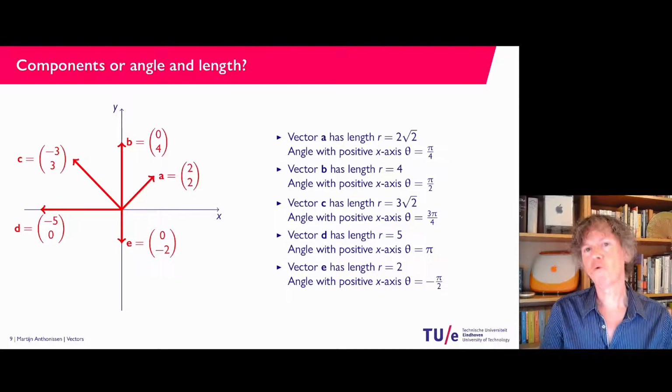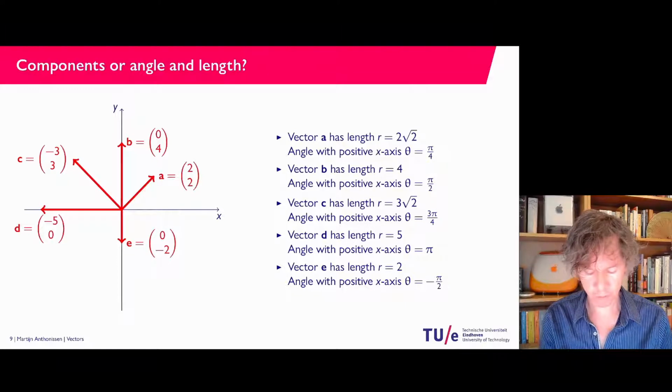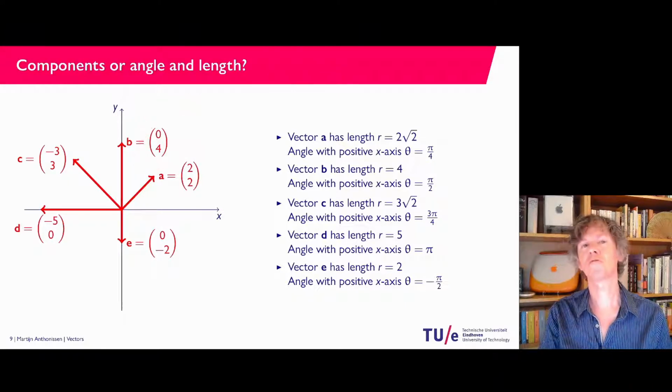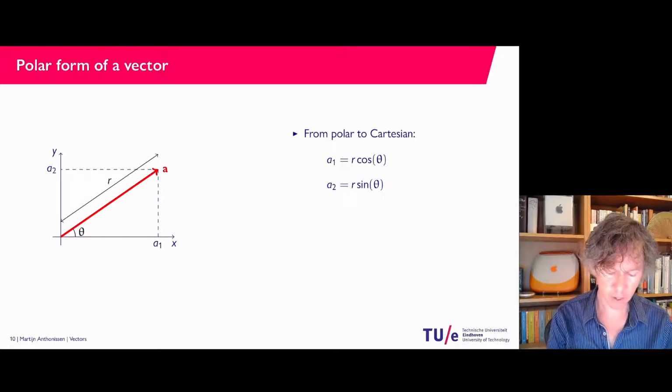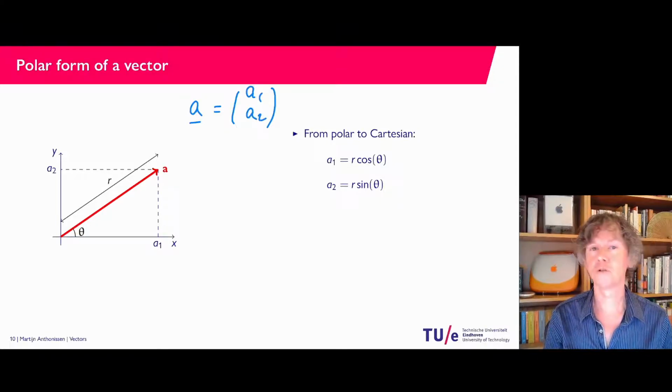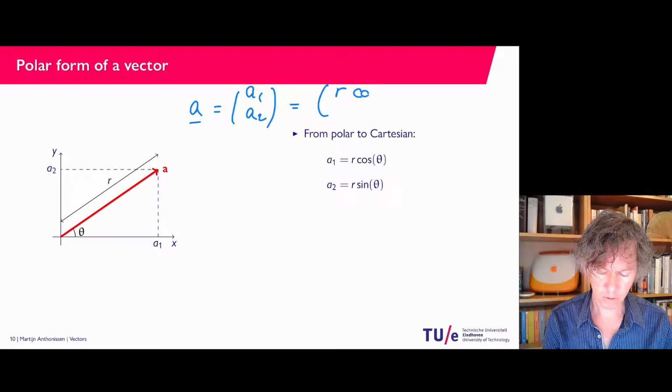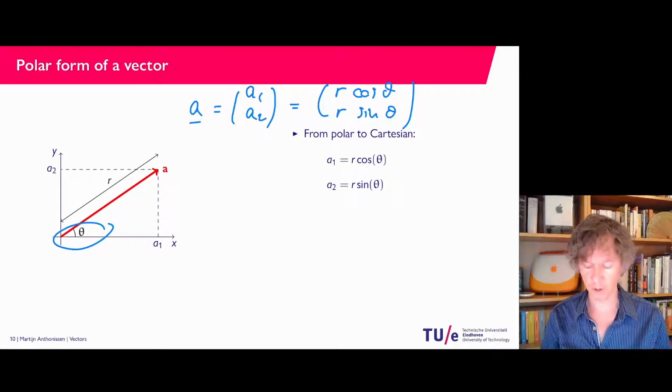And this alternative form, where we do not specify the 2 components, but we specify the length and the angle, is called the polar form of a vector. So in general, if you have a vector A with components A1 and A2, you can alternatively write that as r cosine theta, r sine theta, where theta is this angle and r is simply the length.